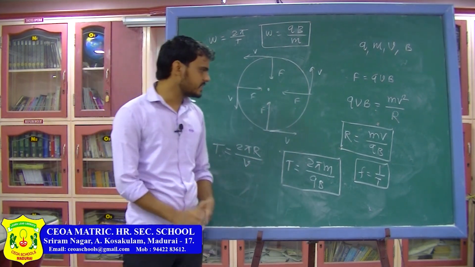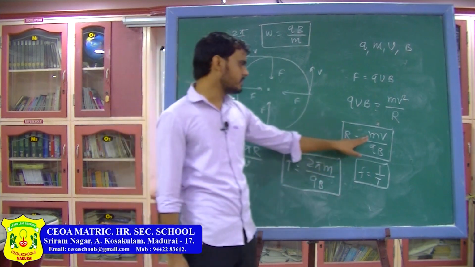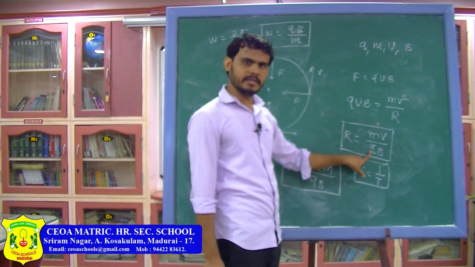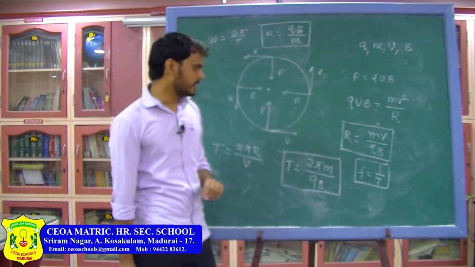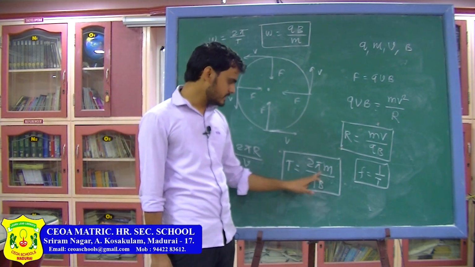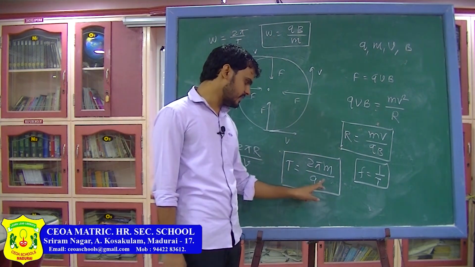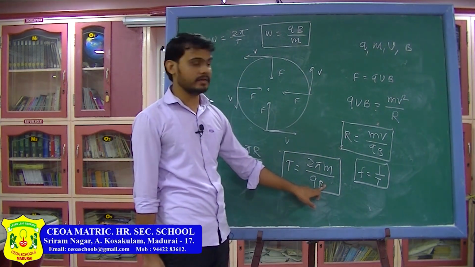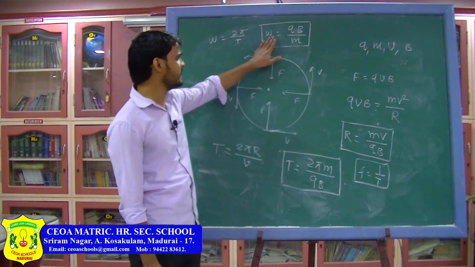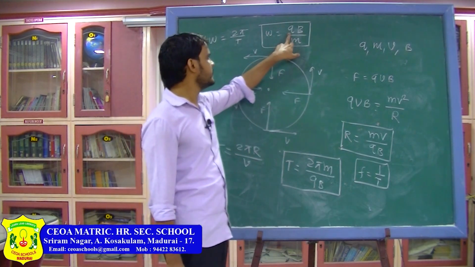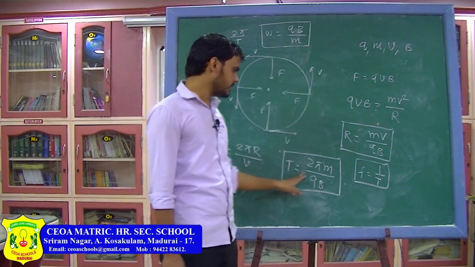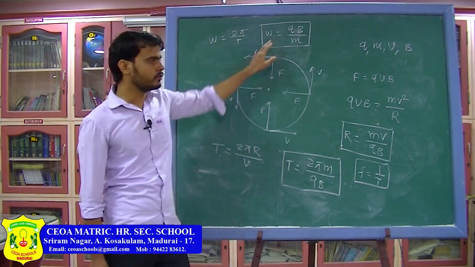So from here you can see that the radius of the particle depends on the mass of the particle, the velocity of the particle, and the magnitude of the charge and magnetic field. Look at this: time period depends on the mass, the magnitude of the charge, and the magnitude of magnetic field, but time period does not depend on the velocity of the particle. Similarly, angular velocity depends on the charge, the magnetic field, and the mass. So time period, frequency and angular velocity do not depend on the velocity.